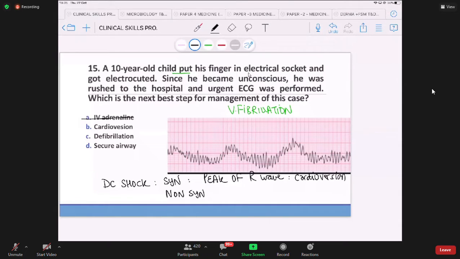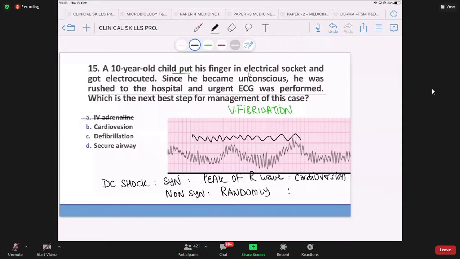Non-synchronized means that the impulse of the shock is delivered randomly at any wave of the ECG. It could be P, Q, R, S, or T. I mean, because the R wave cannot be seen. If you look at this ECG, this is not a normal ECG. The computer cannot identify the R wave because this is only twitching. So the computer will get confused.